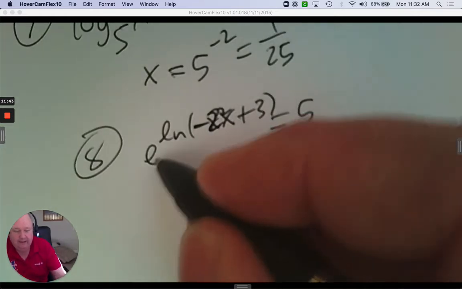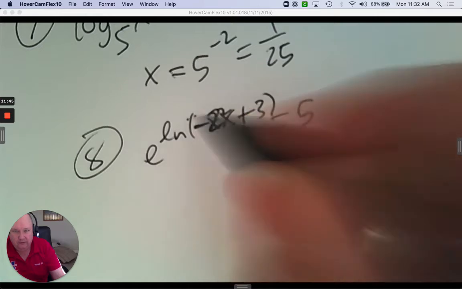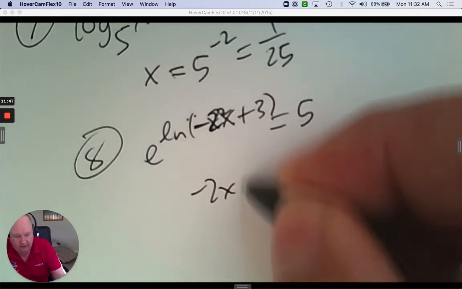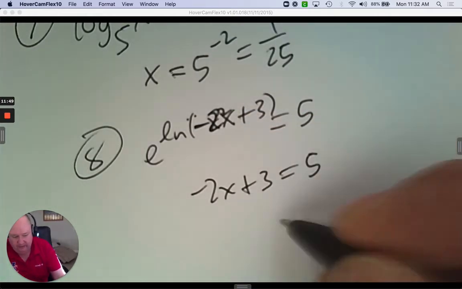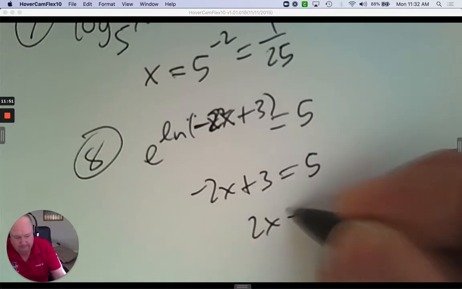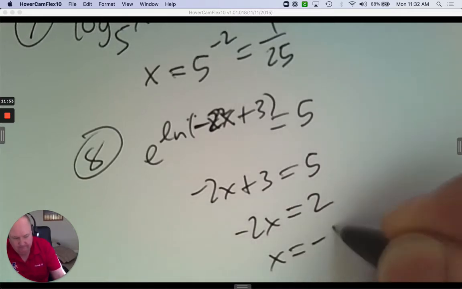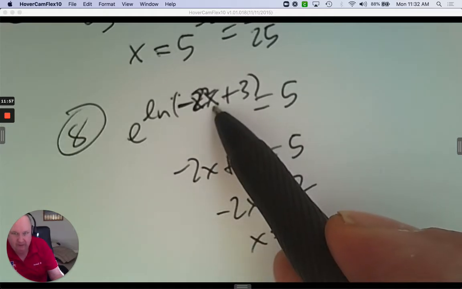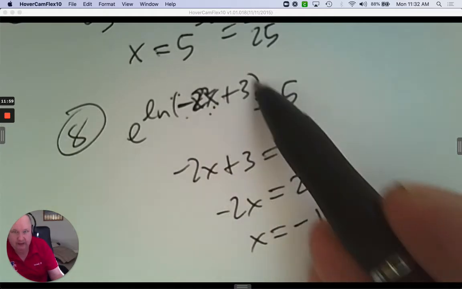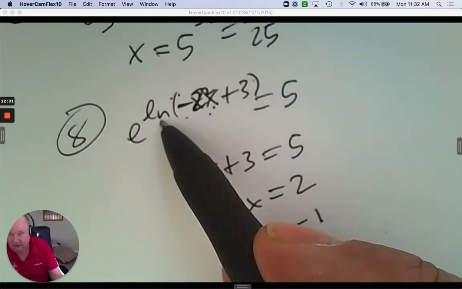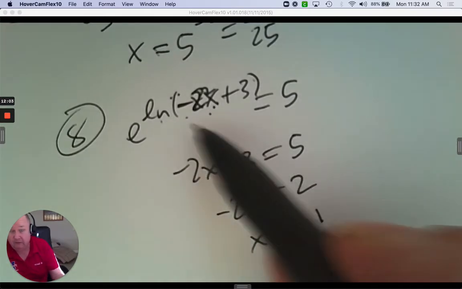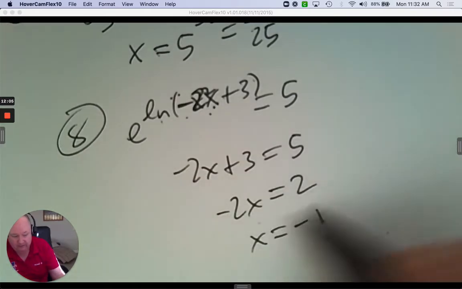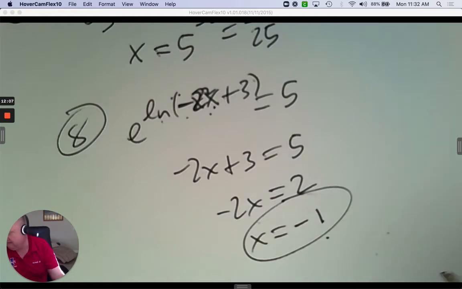So again, e and ln undo each other. So you're just left with negative 2x plus 3 equals 5. And it's important to know that if you plug negative 1 in for x, a negative times a negative gives you a positive answer inside the logarithm. Otherwise, it might be extraneous, and you might have to cross it out. But negative 1 is a good answer. It gives a positive answer inside the logarithm. Number 9.